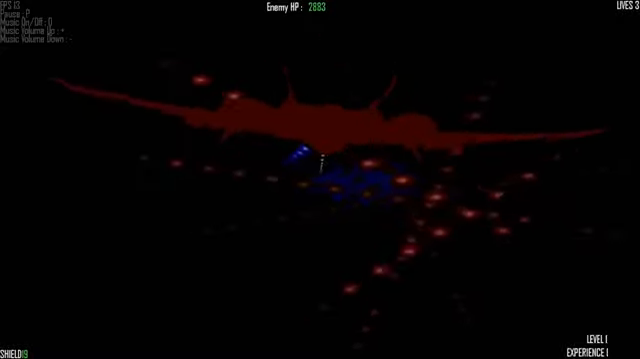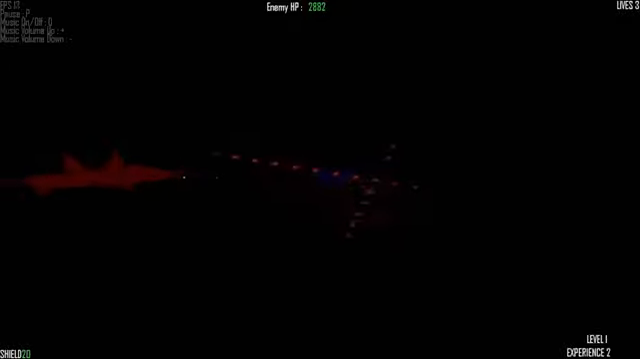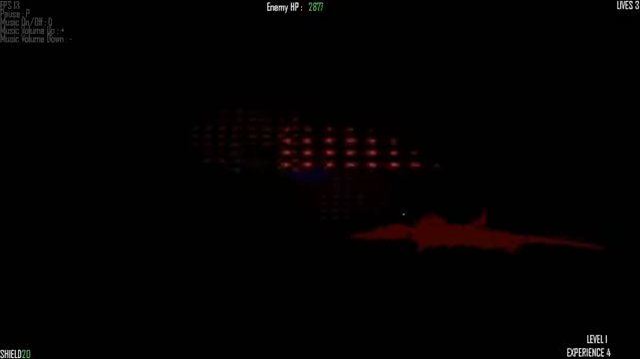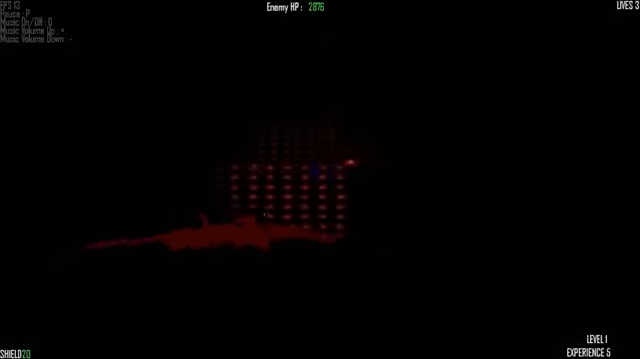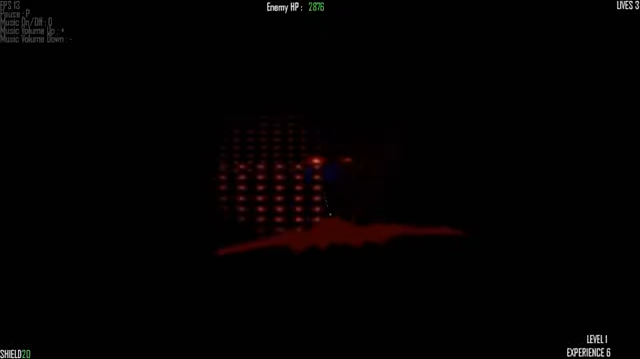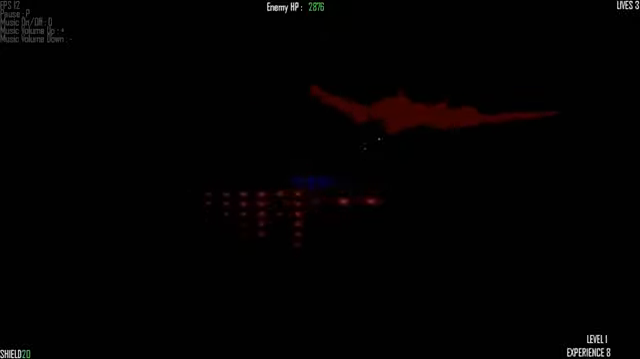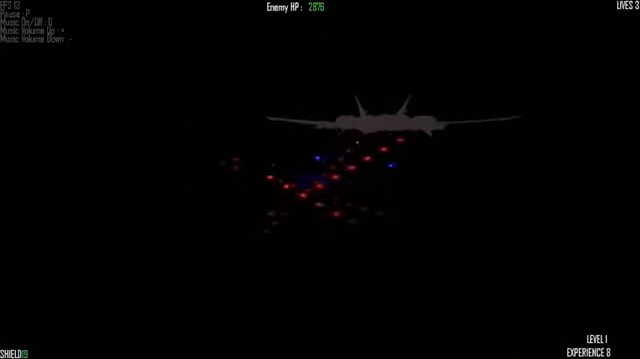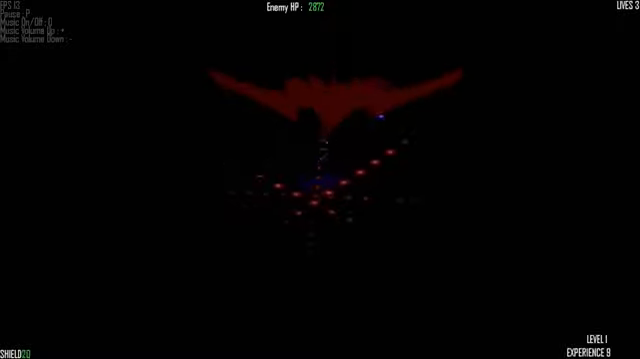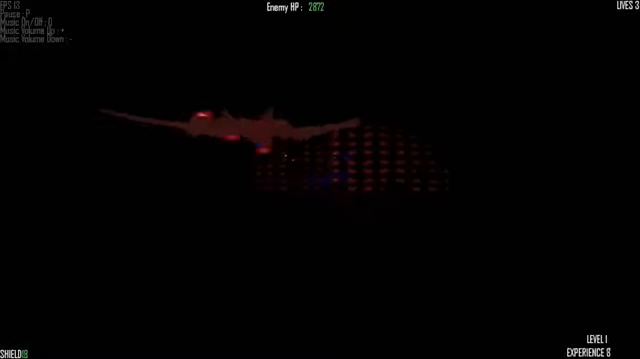So here are just some of the patterns that the boss does. And now that I'm level 1, I've increased movement speed. It makes it a little easier to avoid these. I also have increased firepower. As you notice, I'm shooting additional bullets now.